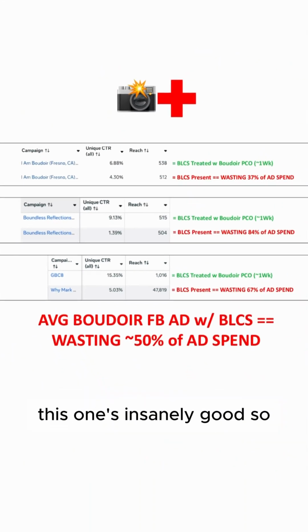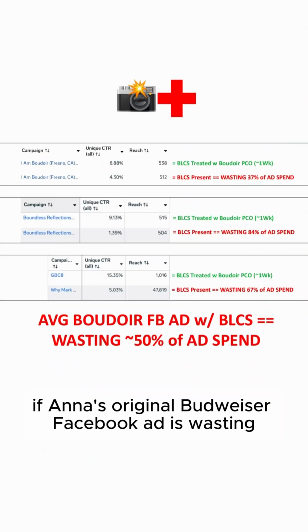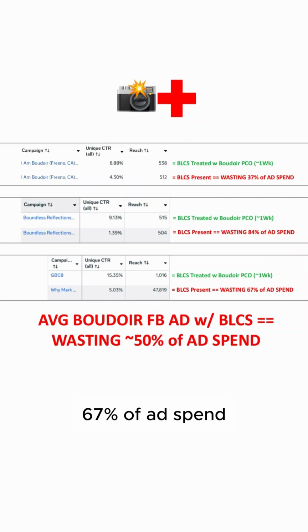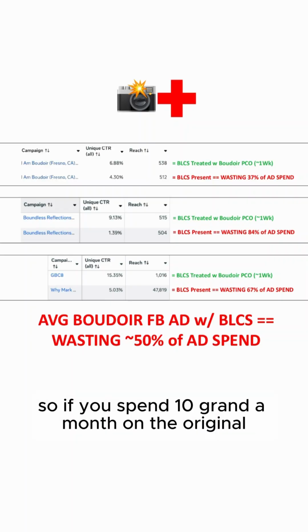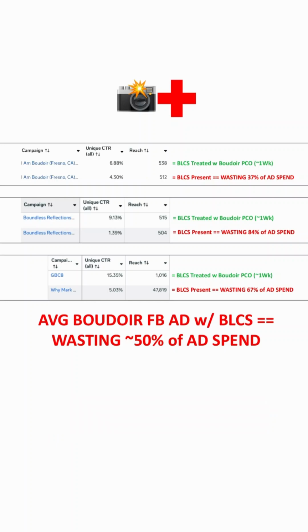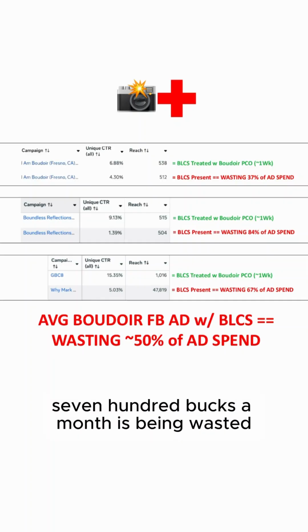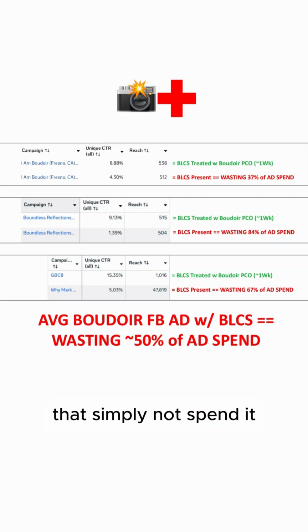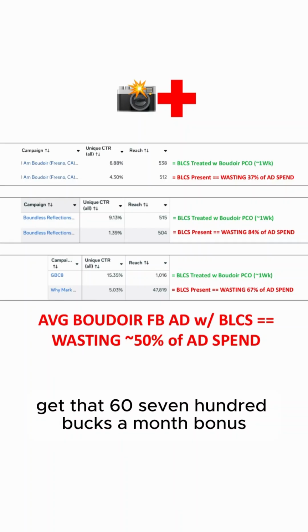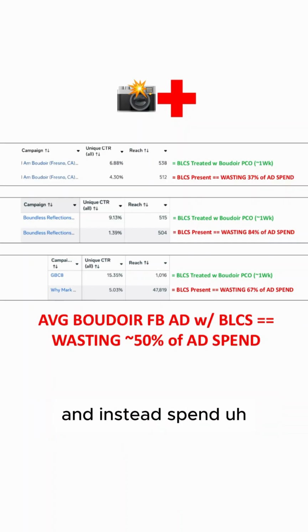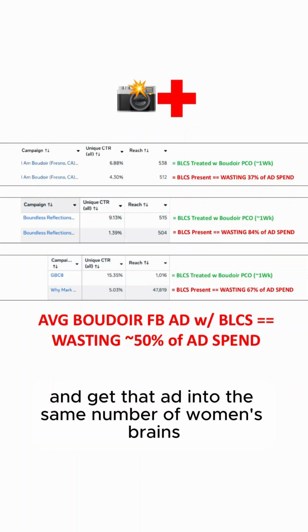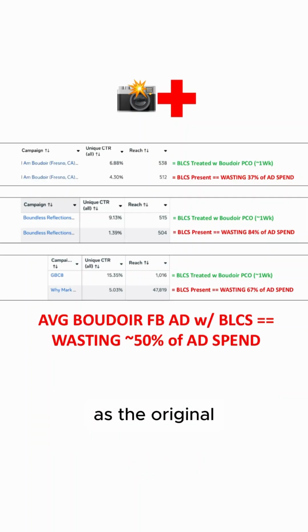And this one's insanely good. So we found his original Boudoir Facebook ad is wasting 67% of ad spend. So if you spend 10 grand a month on the original Boudoir Facebook ad, basically 6,700 bucks a month is being wasted. So we can eliminate that, pocket that, simply not spend it, get a 6,700 bucks a month bonus, and instead spend 3,300 bucks a month on the new Boudoir Pico treated Facebook ad, and get that ad into the same number of women's brains as the original.